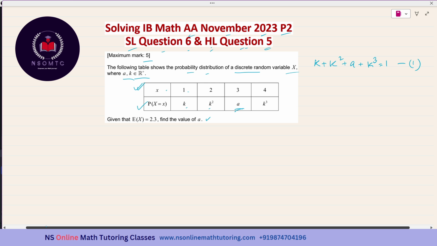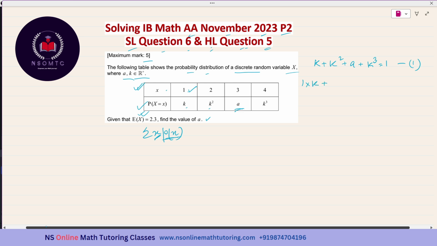And for the second equation, I'll be taking the help of this information. And E of x is what? It is sigma x times px. The x value is getting multiplied with its corresponding probability, and we will be taking the sum total of all these products. So the second equation will be, first value of x is 1. So it is 1 times the corresponding probability k. So it is 1 times k.